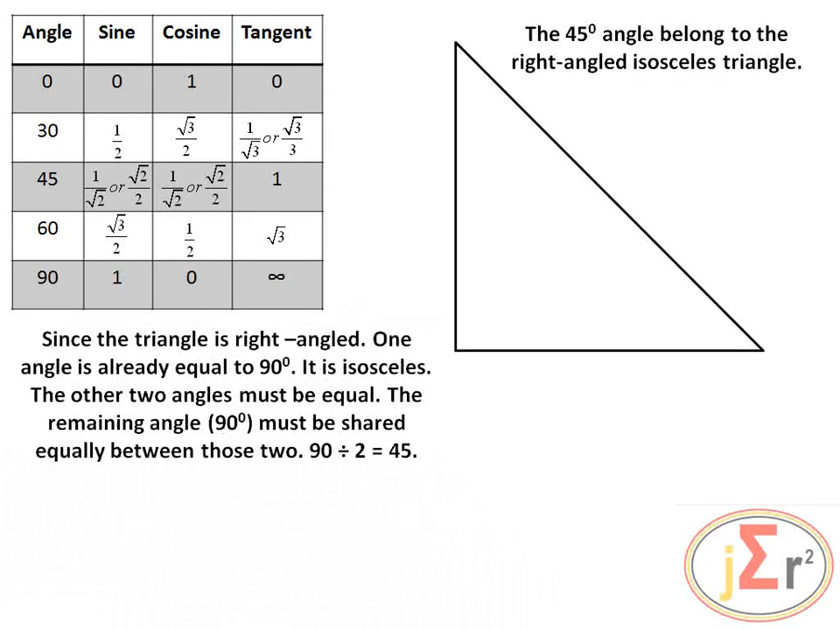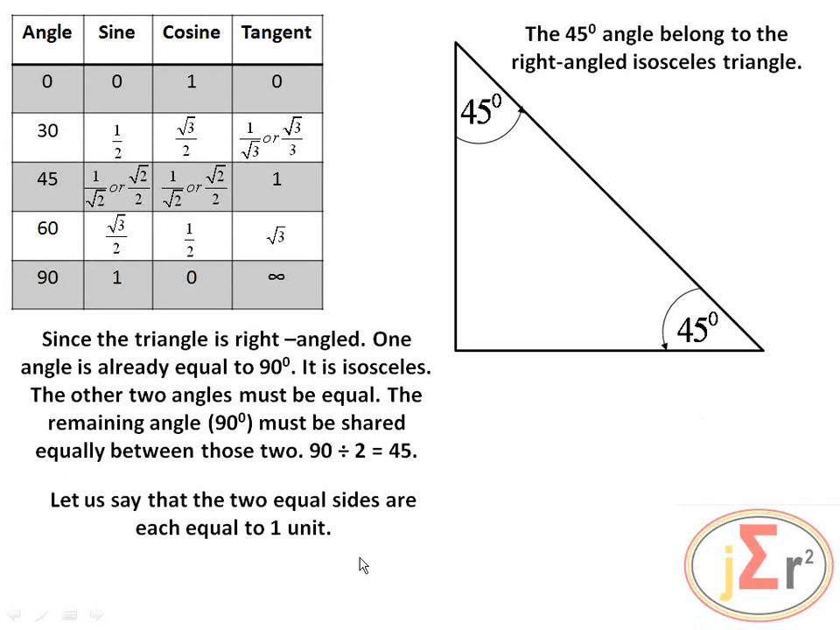Since the triangle is right-angled, one angle is already equal to 90 degrees. It is isosceles. The other two angles must be equal. The remaining 90 degrees must be shared equally between those two. So 90 to be shared between the other two angles equally, 90 divided by 2 is 45. So one angle is already 90, 90 is left to be shared equally between those two, and each one will no doubt be 45 degrees. Let us say that the two equal sides are each 1 unit.